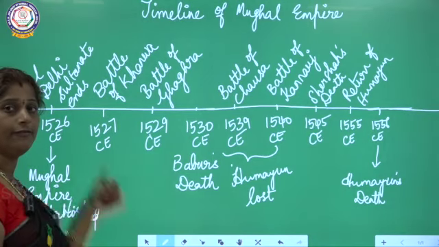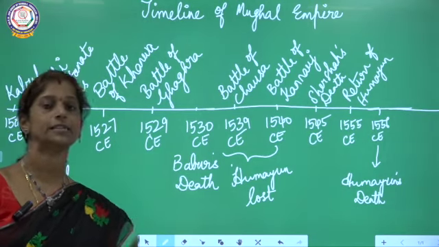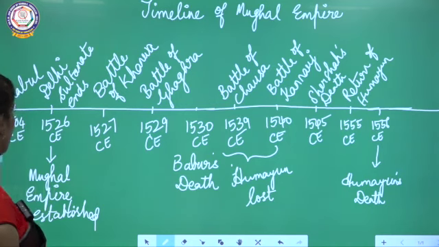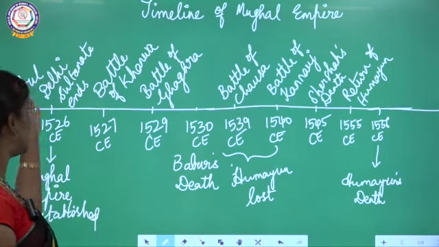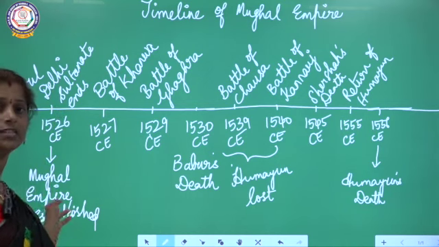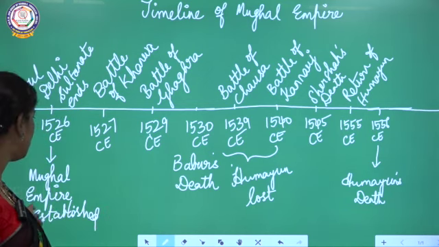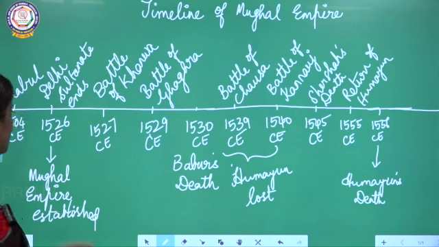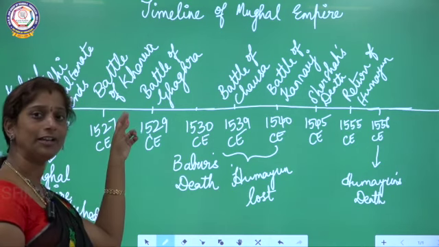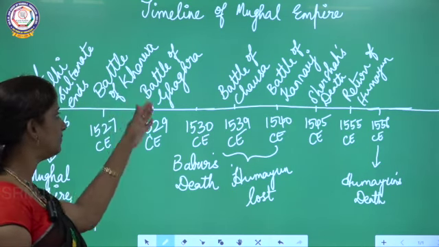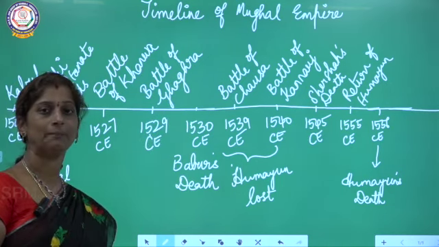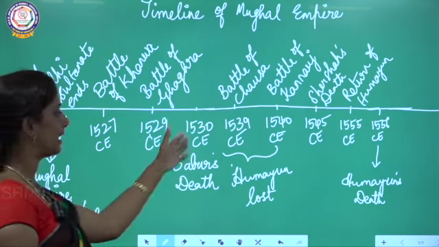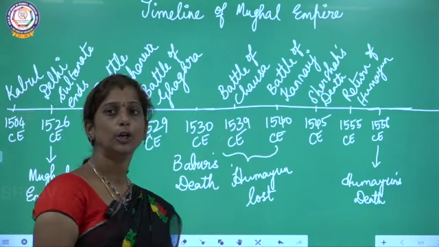In 1504, Babur first came to Kabul, then in 1526 he came to India, and Delhi Sultanate came to an end in the first battle of Panipat, and Mughal empire was established. Then in 1527 battle of Kanwa, 1529 battle of Gagra, 1530 Babur died. And after that what happened? Humayun took over the Mughal empire.